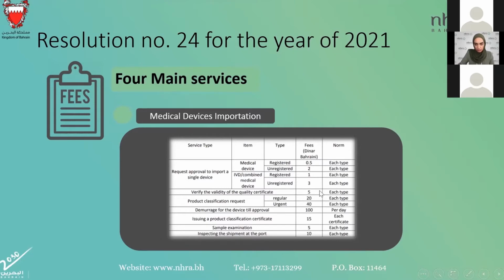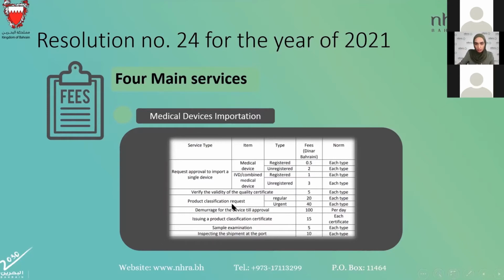And let me just elaborate more about per type and per device. Yesterday, Mr. Said explained per type, it doesn't matter the size of the device, the color of the device, all of it is considered as one type. Whereas in medical device registration, per device is a bit different.